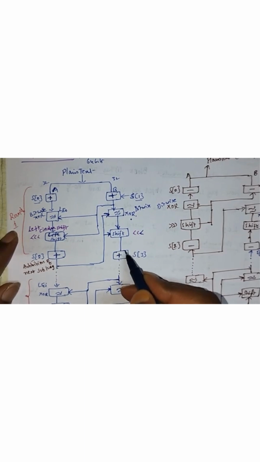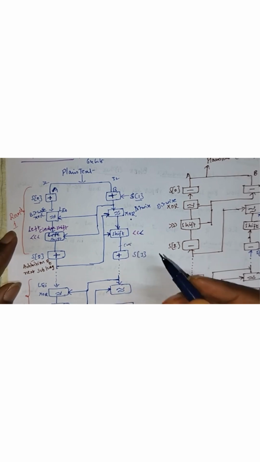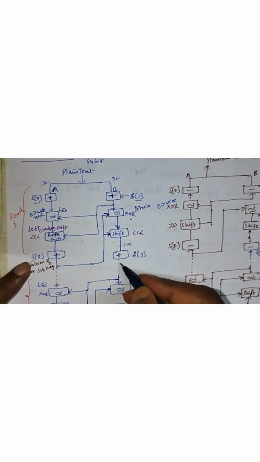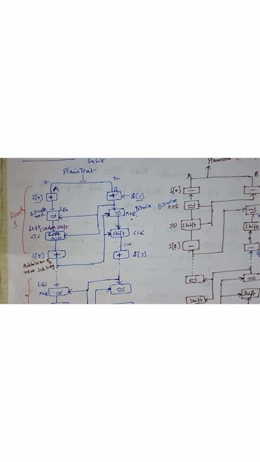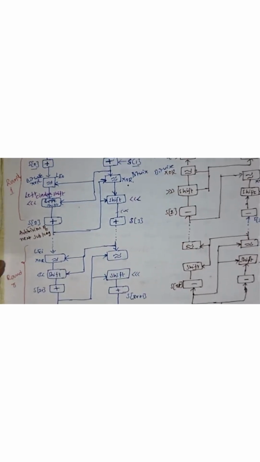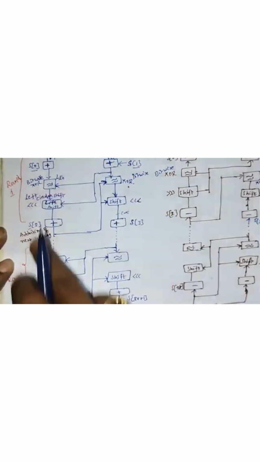After that we will get the ciphertext. Here we will get the round one ciphertext. Again here we will add the next key S3, and we will repeat this procedure up to n number of rounds. The rounds will depend on the key. This is about the encryption algorithm.